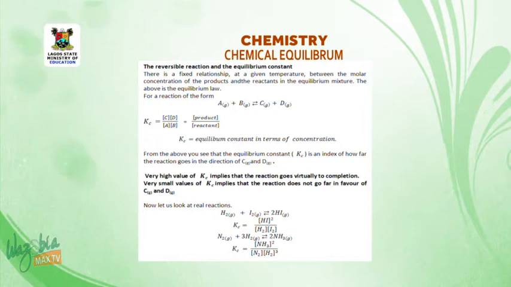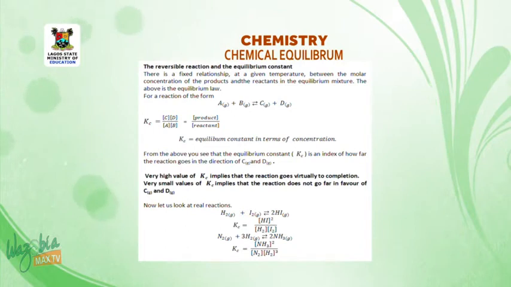For a reaction of the form A plus B reversibly giving C and D, all in gaseous phase, the Kc will be written as the concentration of C multiplied by D over the concentration of A multiplied by the concentration of B, which is equal to the concentration of the products over the concentration of the reactants, where Kc is the equilibrium constant in terms of concentration.